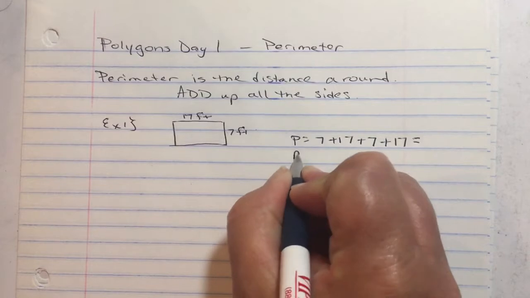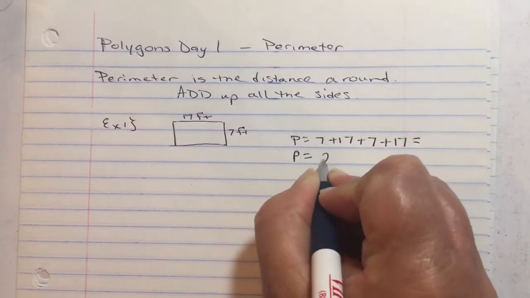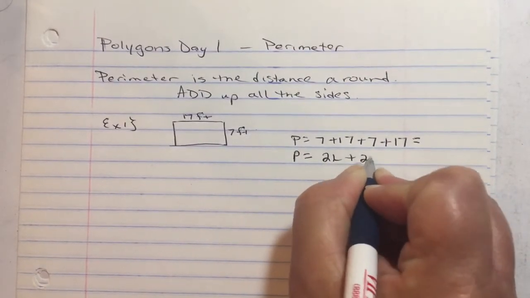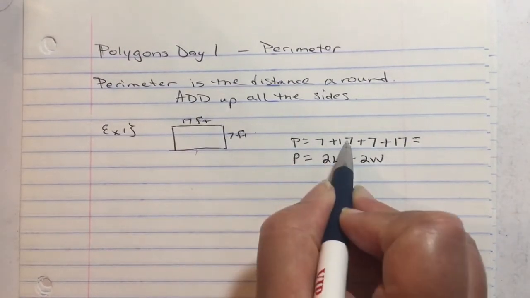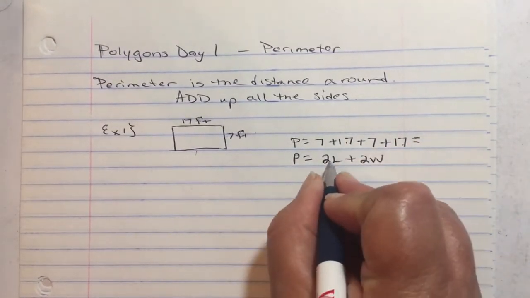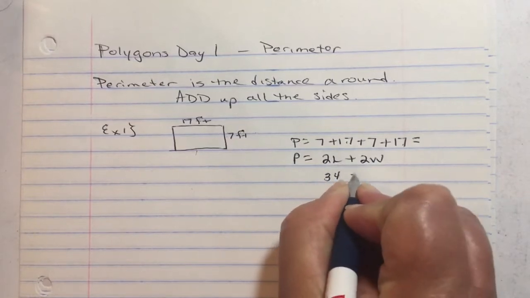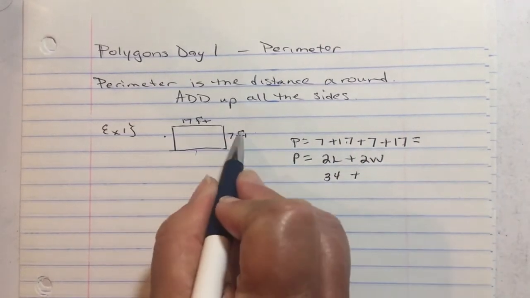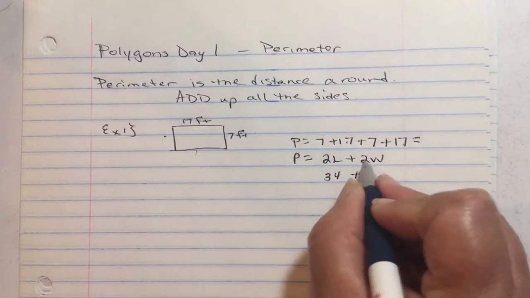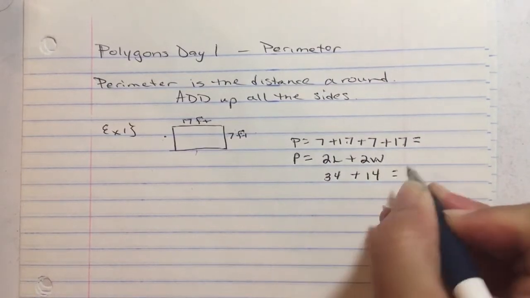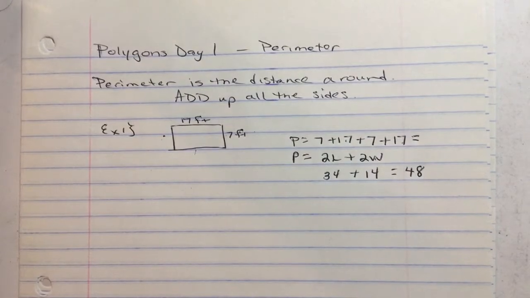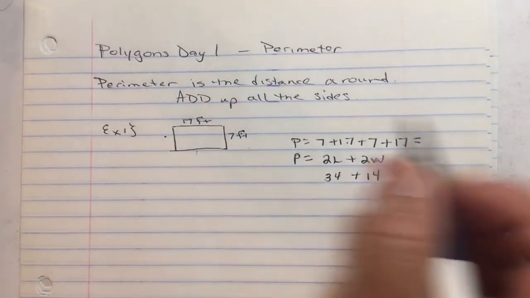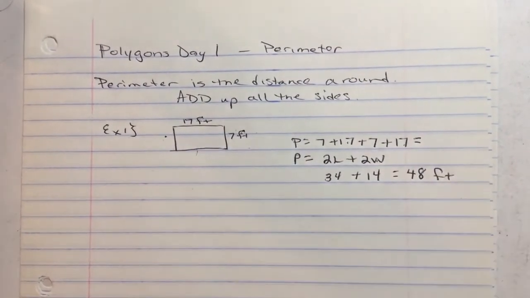The worksheet you'll have today, you'll notice that you're using a formula of 2 lengths plus 2 widths, and that should make sense. The 2 lengths would be 17 plus 17. 2 times 17 is 34. The 2 widths are 7 plus 7, or 2 times 7, which is 14. So you have 48 for the perimeter. Perimeter is measured in linear units, so it is 48 feet.